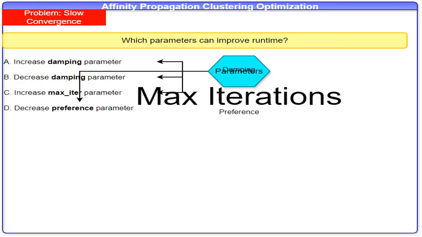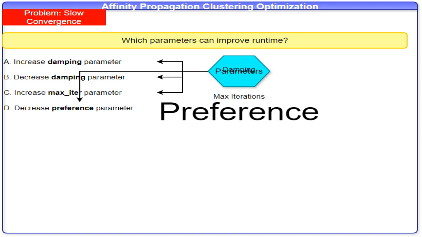This sets a limit on the maximum number of iterations the algorithm will run. Increasing it might help the algorithm converge, but it'll increase computation time. Decreasing it speeds things up, but the result might not be as accurate. This parameter influences how many cluster centers are formed. A lower preference tends to result in fewer clusters and faster computation. A higher preference might lead to more clusters and therefore a longer runtime.